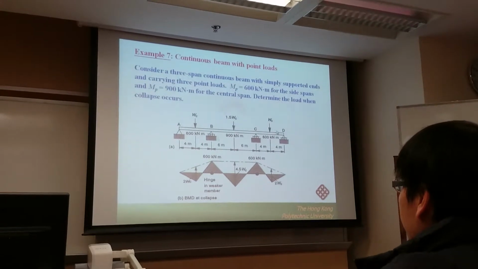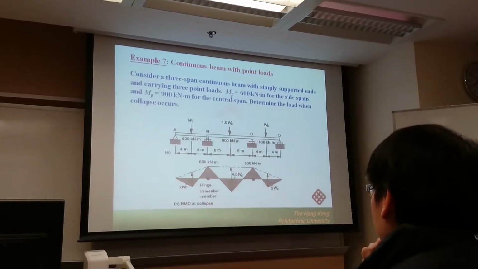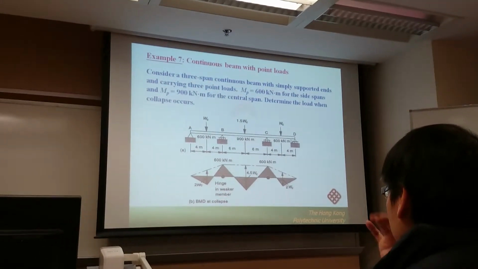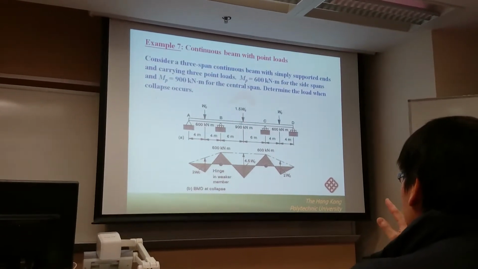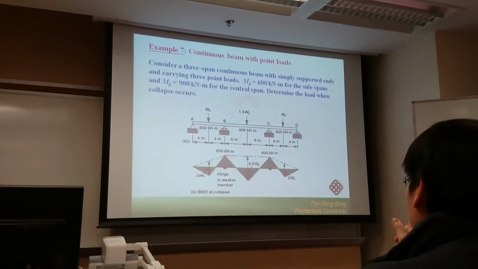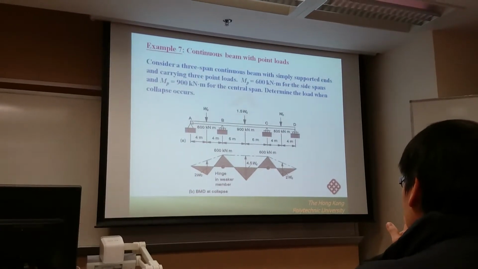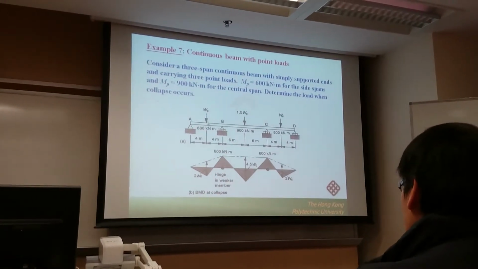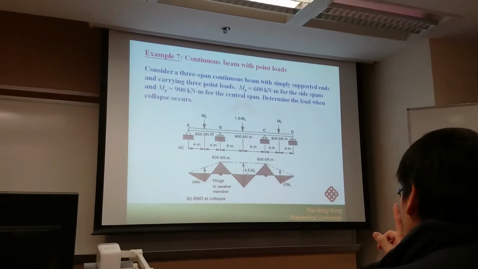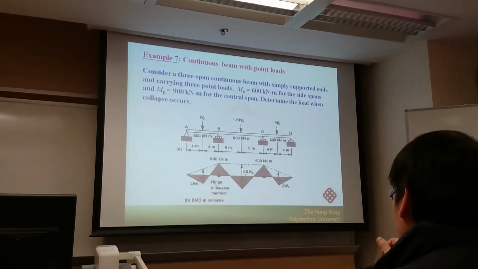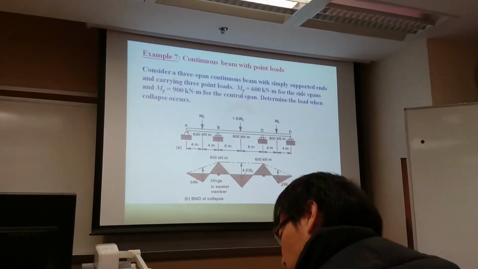For example, for this structure we have 3 spans. Because the structure is symmetric and the applied forces are also symmetric, you just need to consider one side span and one internal span, because the second side span is the same as the first side span. The two side spans will collapse simultaneously. Then you just need to analyze the collapse for the first span and the collapse for the second span. In the first case, the collapse in the first span, this is the end span.